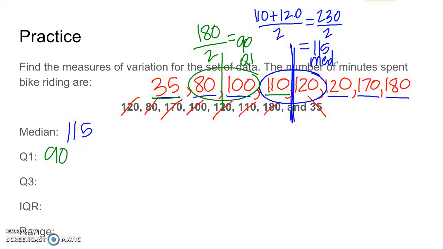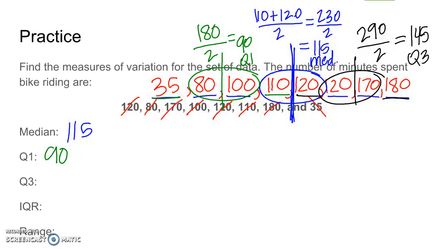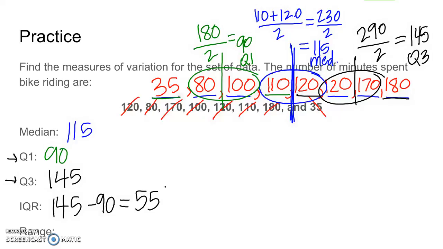All right, next let's do Q3. So I'm going to cross out 120 and 180, and I get two numbers in the middle again. So Q3, I add those and get 290 divided by 2, and that would give me 145 is Q3. Okay, 145 is Q3. Now, to find the interquartile range, remember I subtract Q3 minus Q1, 145 minus 90, and that's going to give me 55 as the IQR, the interquartile range.